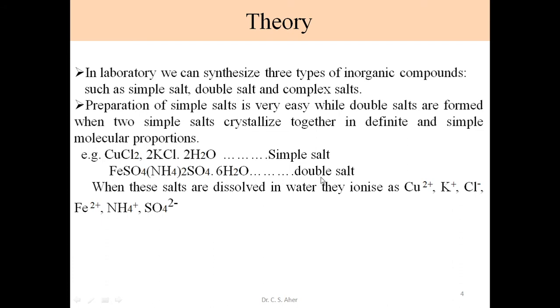When we consider an example of a double salt, it is ferrous sulfate, ammonium sulfate, and in this crystal the water of crystallization is 6 water molecules. So this is an example of one double salt. When this salt is added in water, we get ions produced: copper, chloride, potassium, ferrous, ammonium, sulfate. Water is there.